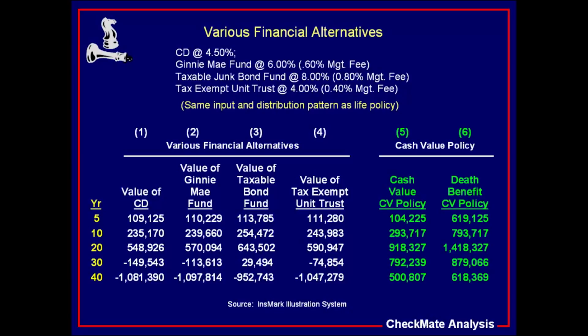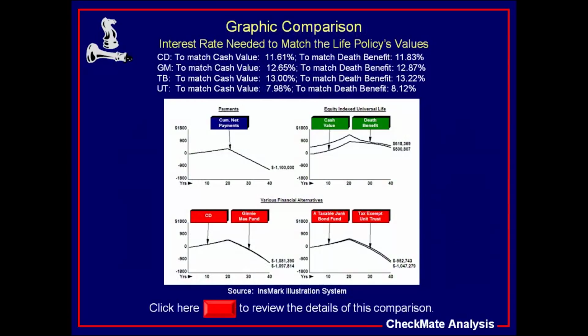Policy has $500,000 plus the death benefit surrounding it. So none of those appear to work very well. And this is really kind of interesting. The interest rate needed on each one of those to match the life policy's values: you need to have a CD earning over 11.5% to match the cash value. Ginnie Mae fund would have to earn over 12.5%. A taxable bond fund would have to earn over 13, and the unit trust would have to earn almost 8 in order to match those policy values. Those are out of range comparisons.